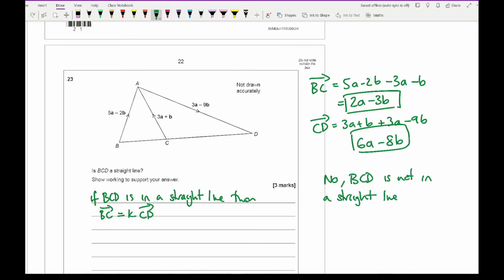Then something along the lines of that, again just explaining the fact that it's not a factor, as BC is not a factor or multiple of C to D. So something along those lines would be absolutely fine.